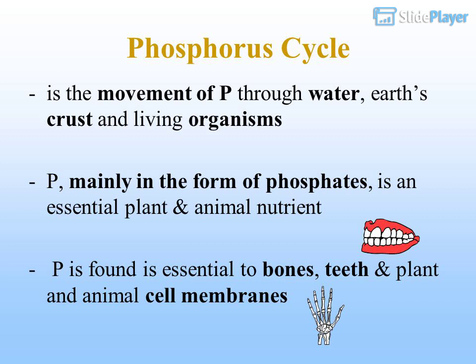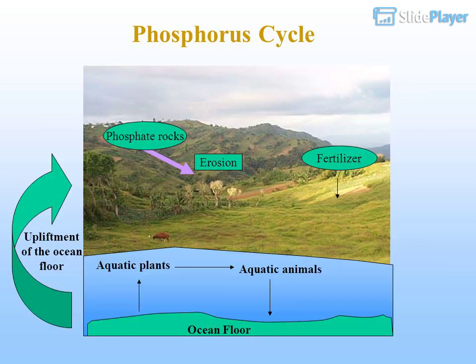Phosphorus cycle. It is the movement of P through water, Earth's crust and living organisms. P, mainly in the form of phosphates, is an essential plant and animal nutrient. P is essential to bones, teeth and plant and animal cell membranes. Upliftment of the ocean floor.